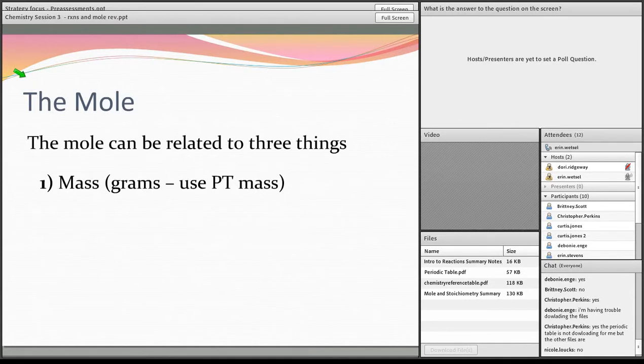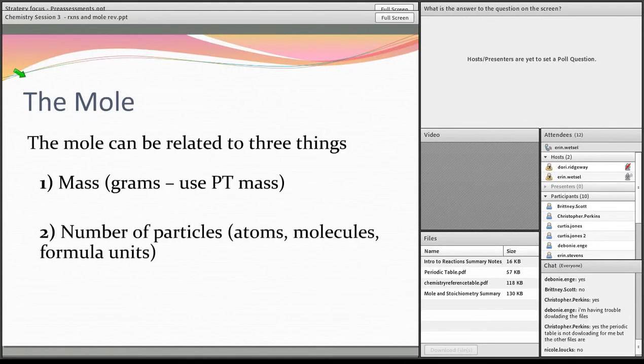We can also relate the mole to the number of particles, and examples of particles would be atoms, molecules, and formula units. Molecules if we're talking about molecular compounds or things that are covalently bonded. Formula units if we're talking about ionic compounds or things with ionic bonds. And our particles is going to be a set number. It's Avogadro's number. There are 6.02 times 10 to the 23rd particles in 1 mole of a substance.